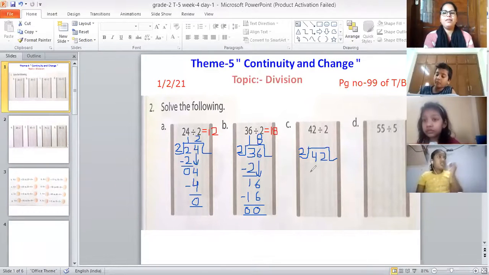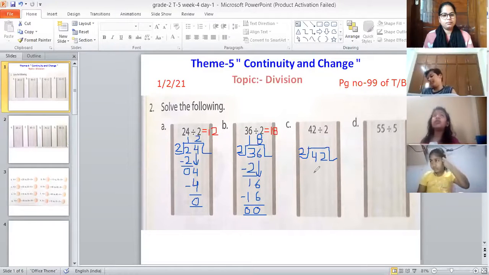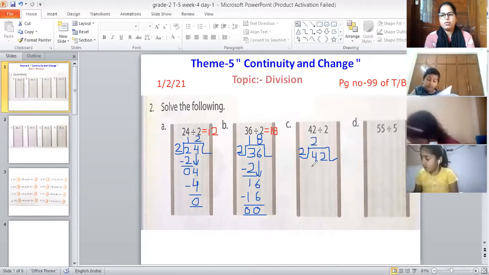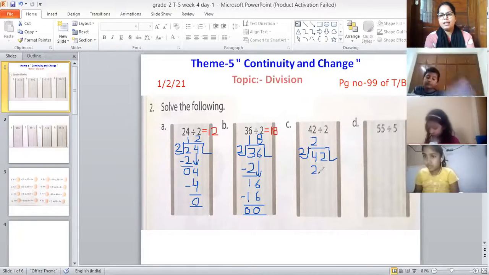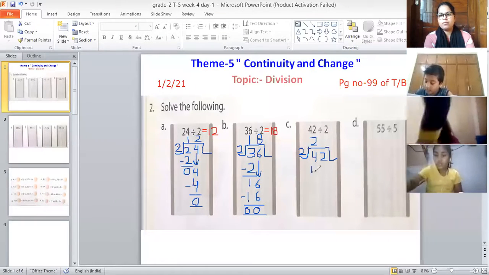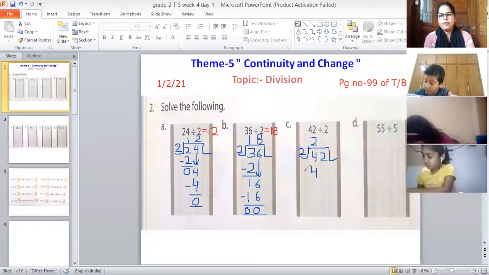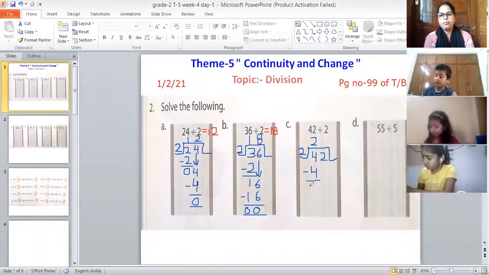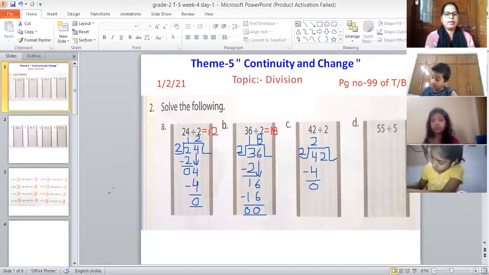Okay, Dhriti, tell me, can we get 4 in the 2 table? Yes, ma'am. 2 1s are 2, 2 2s are 4. So we'll be writing this 2 above this 4, and we will write 4 below this 4 because 2 2s are 4, and we will put a minus sign here. Yes, Dhriti, 4 minus 4? 0, ma'am. 4 minus 4 is 0. That's correct.